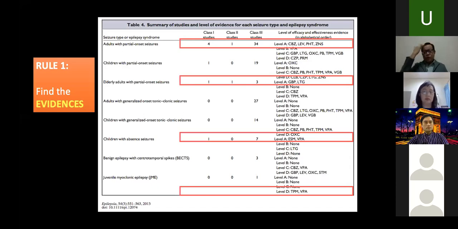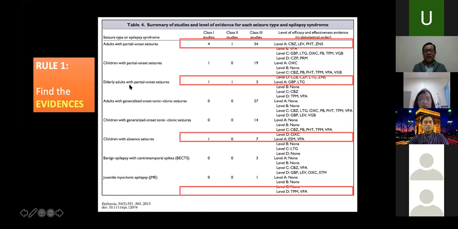And which drugs to choose? I have created four rules for you. The first rule is follow the evidence. This is the evidence comparing medications among various groups. Just look at a few examples here. First one, partial onset seizures, which we call focal seizures now. Focal seizure in adults, class 1: carbamazepine, levetiracetam, phenytoin, zonisamide.